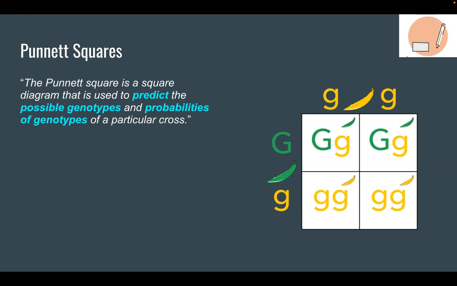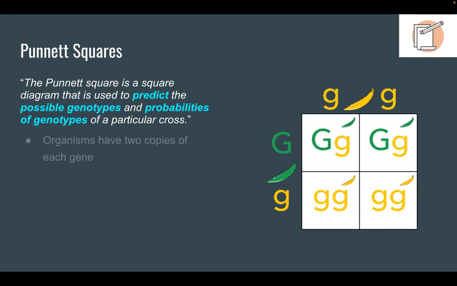The Punnett Square is simply a square diagram that is used to predict the possible genotypes and the probability of genotypes of a particular cross. In this example, the word cross means if you have two parents that reproduce, what are the possible genotypes of their offspring, and what is the probability of those genotypes? So if two parents reproduced, what genotypes could the offspring have, and how likely are those genotypes?